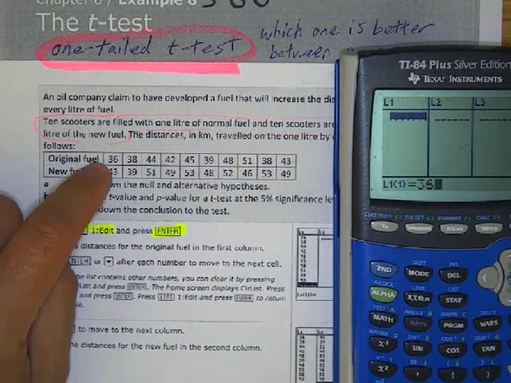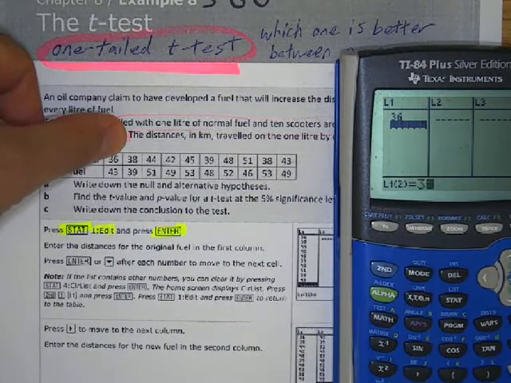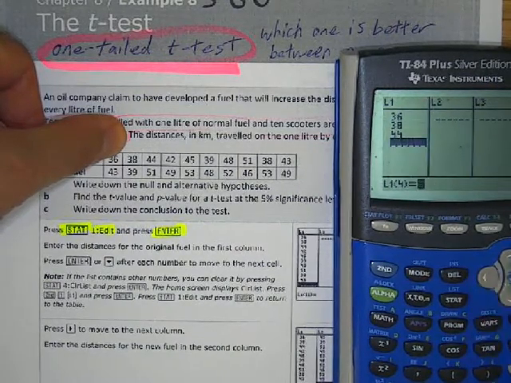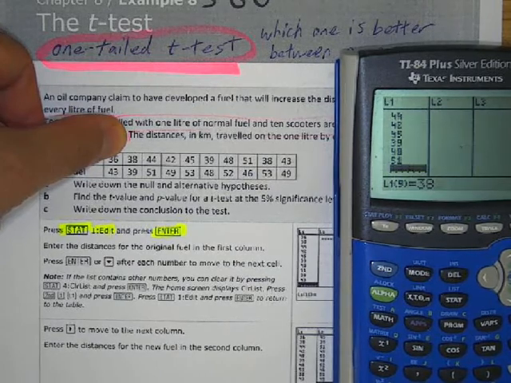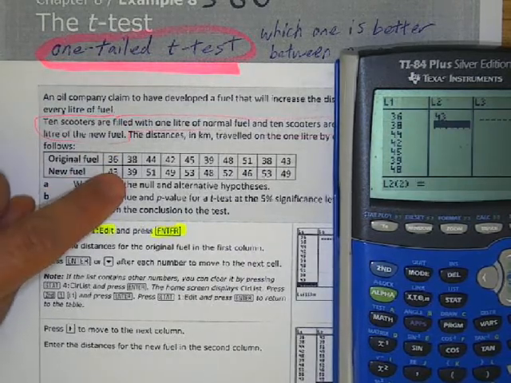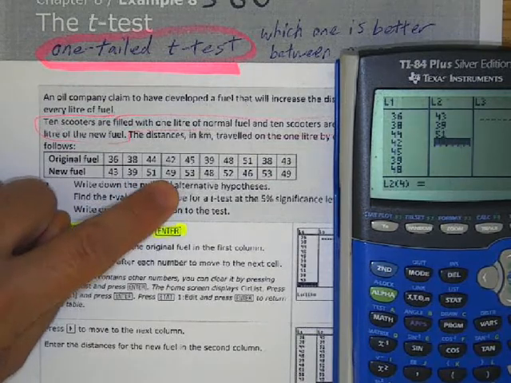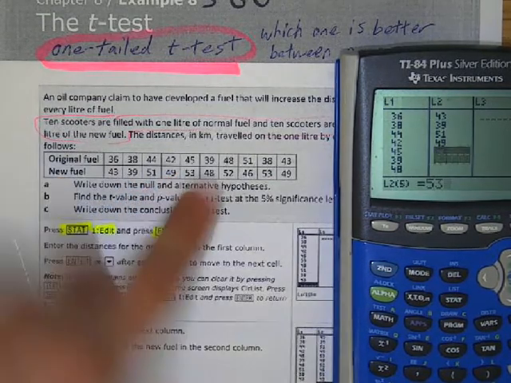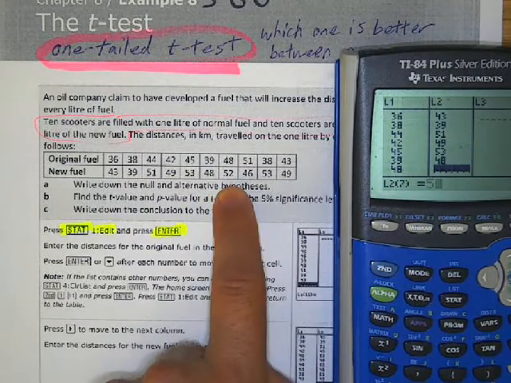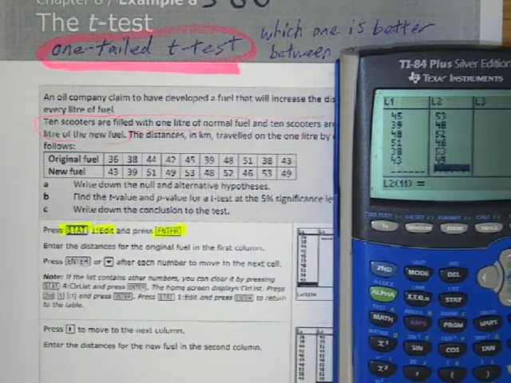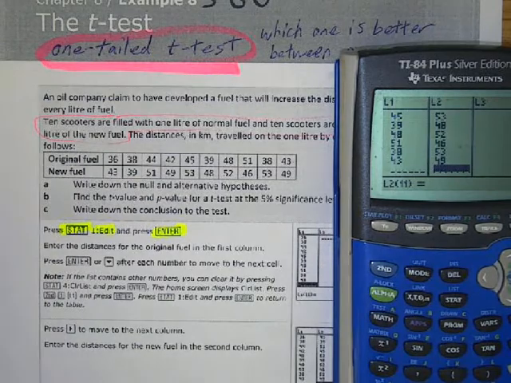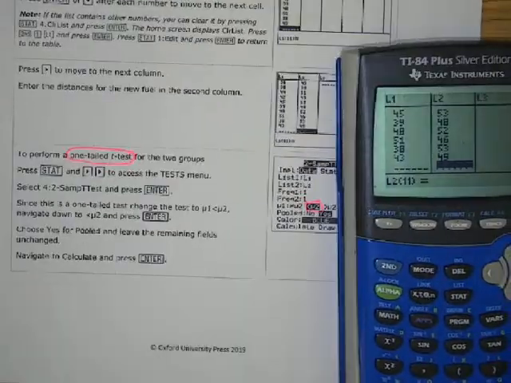So 36, 38, 44, 42, 45, 39, 48, 51, 38, 43. Okay, and then 43, 39, 51, 49, 53, 48, 52, 46, 53, 49. Okay, I've entered the two columns, and now I'm going to perform the one-tailed t-test.